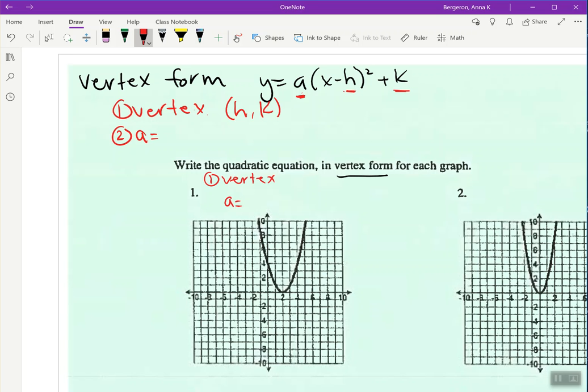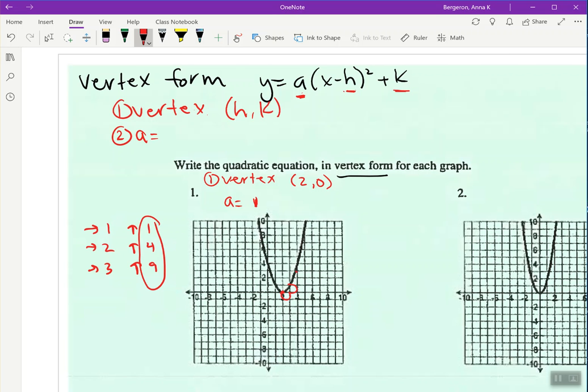In this case, our vertex is the bottom of our graph, so it would be 2, 0. And then remember when you were graphing, your a value determined if you went over 1, up 1, over 2, up 4, over 3, up 9. And if you had a different a value, these values changed. So all we're going to do is determine how much these values changed by. In this case, we went over 1, up 1. So our a value is still 1 because these rules stayed the same.